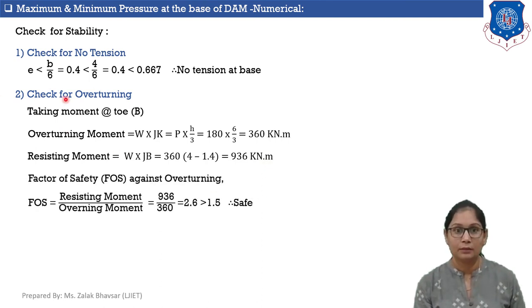So for no overturning, the factor of safety against overturning is equal to resisting moment upon overturning moment. So resisting moment as we calculated is 936 and overturning moment is 360, which is equal to 2.6. Here we are getting 2.6, which is greater than 1.5. That's why the dam structure is safe against overturning.